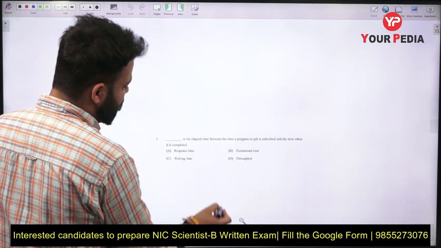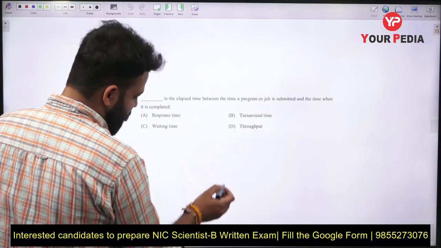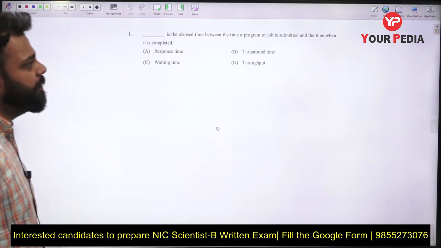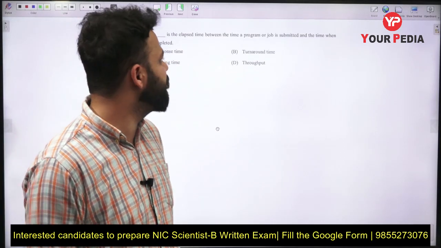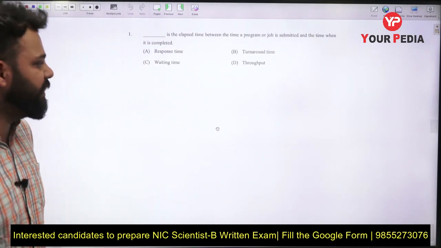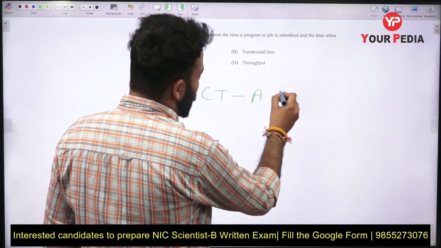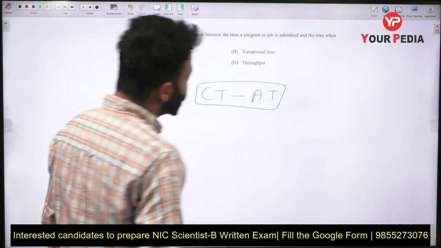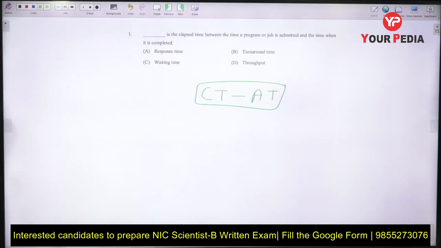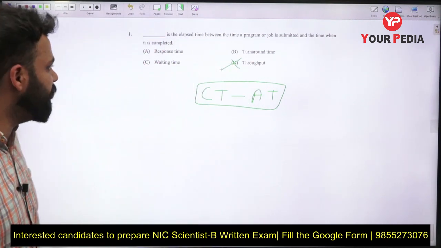So the first question is, dash is the time elapsed between the program is submitted and the time when it is completed. So it is asking what is the difference between completion time and arrival time. Now first of all, option D is throughput. So throughput is not a type of time.